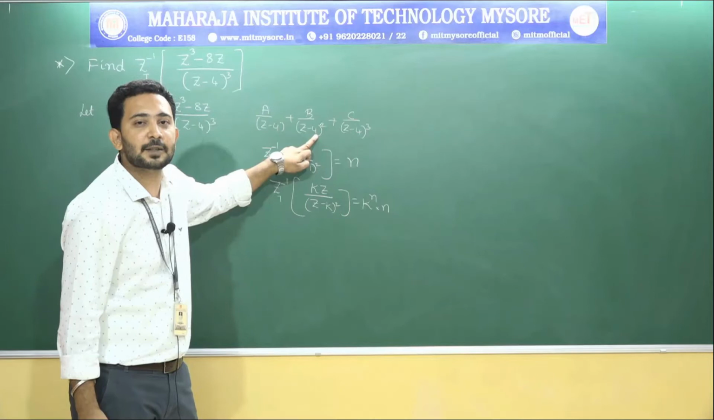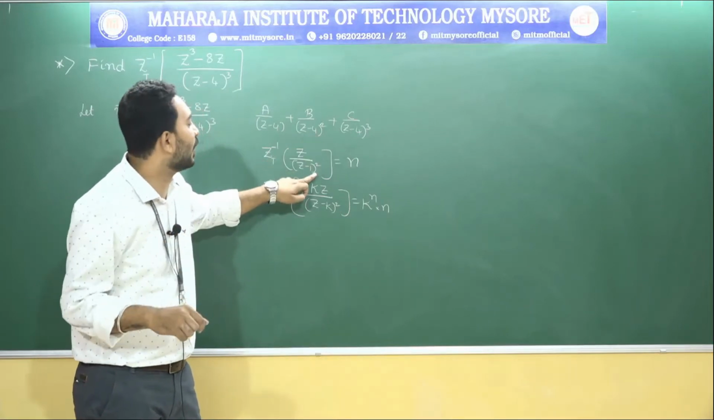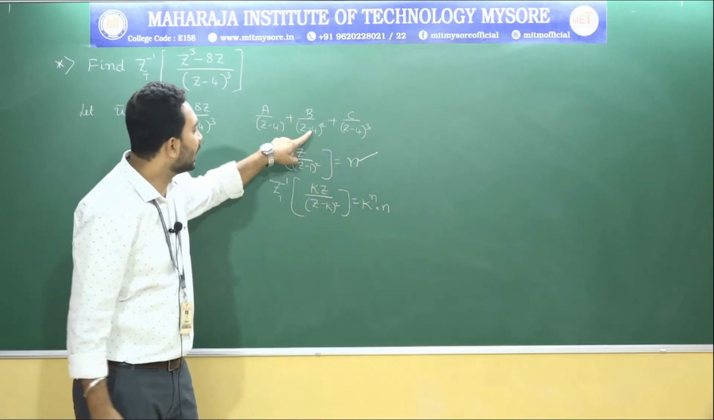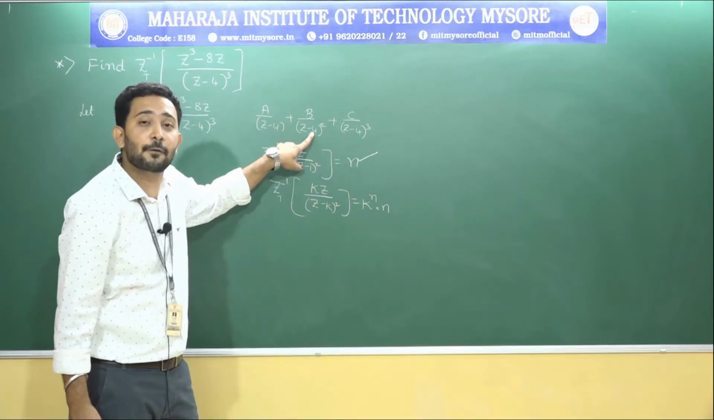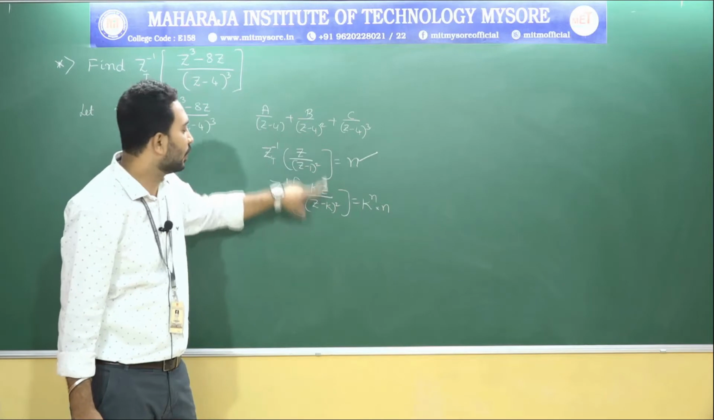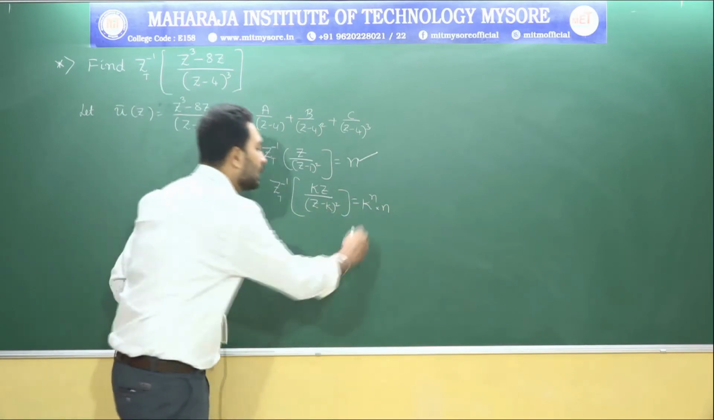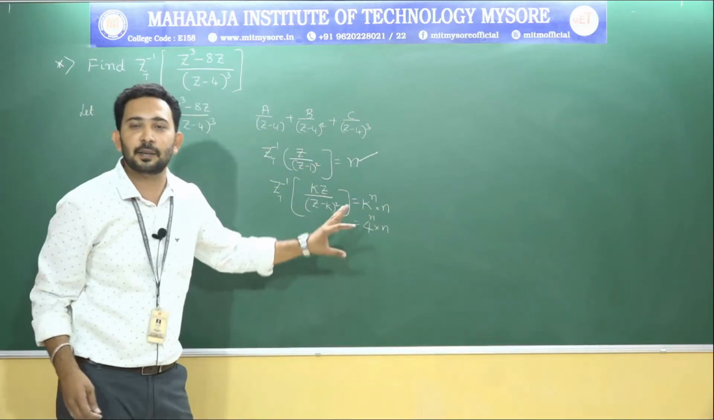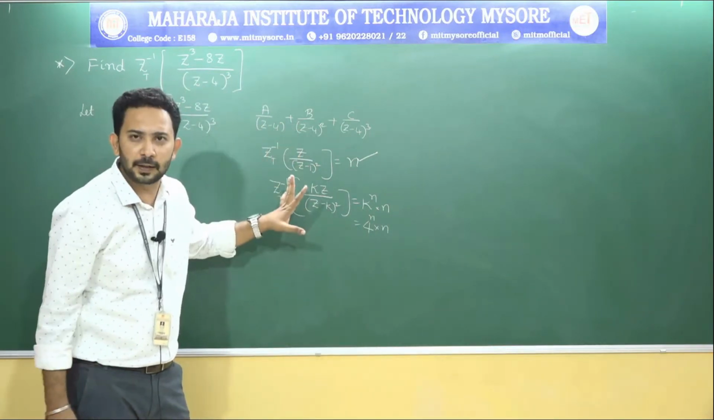Look at the denominator here. We have z minus 4. If we have z minus 1 whole square, then the result will be n. But here we have z minus 4 whole square. So we have 4 here. Our final result will be something into 4 power n into n. That something is our constant b value.